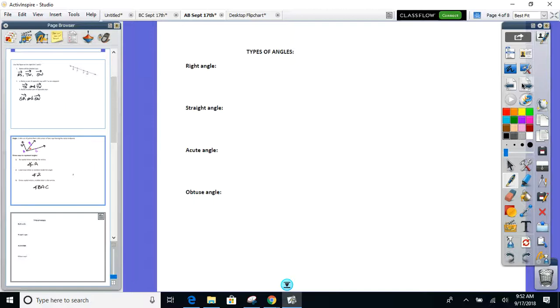Different types of angles. Right angle. I'm going to fly by these because I know you know them. Right angle measures what? 90 degrees. Measures exactly 90 degrees.